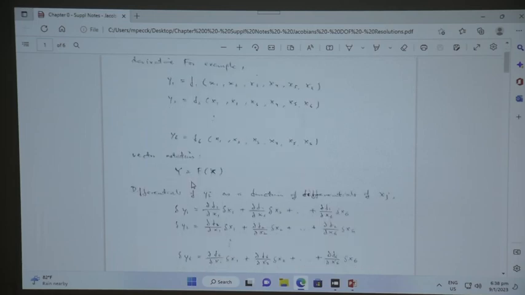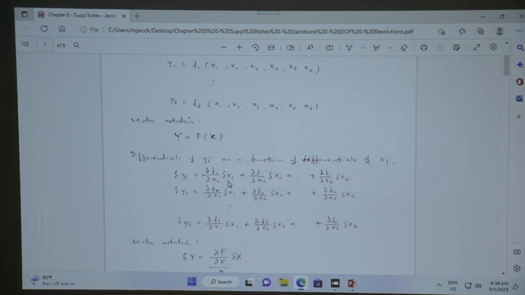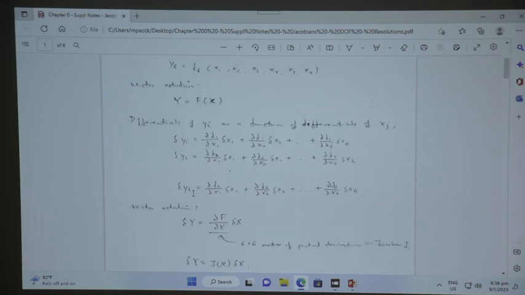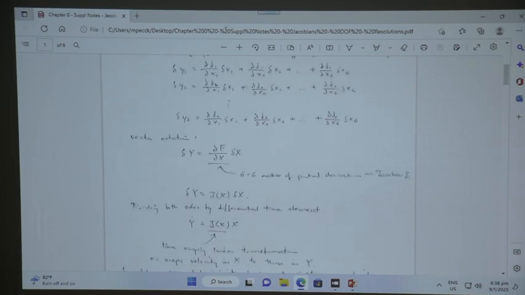You can represent it in vector notation: Y equals F of X, where we use a capital Y and capital F to represent the matrix form. If we differentiate them, yi as a function of xj, you will have the partial differential: delta y1 equals partial f1 over partial x1 delta x1, plus so on. You do the same for delta y2 and you have this set of equations. Again, you can represent it in vector notation: delta Y equals partial F over partial X times delta X.